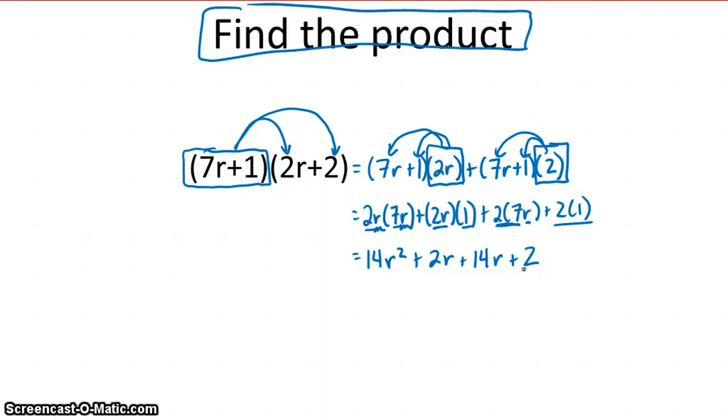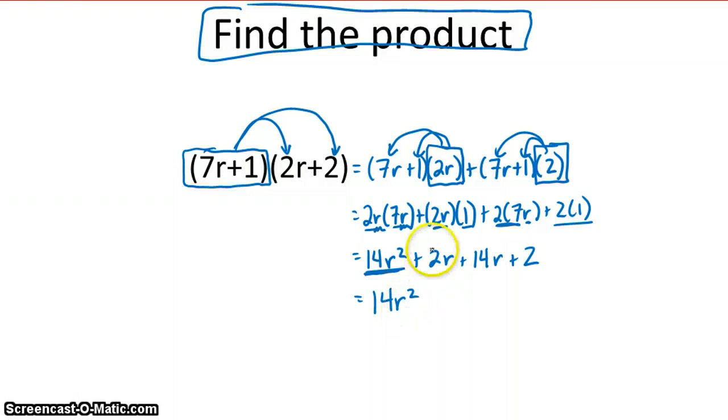Now this goes back to on Friday, after you're done with your test, you were supposed to do the Khan Academy video for combining like terms. Like terms, remember, is when you have a variable to the same power. And if that's the case, you can combine them. As I look at this, I have variables, I have r's in it. If I look at 14r squared, there's no other r squared, so I'm going to keep the 14r squared.